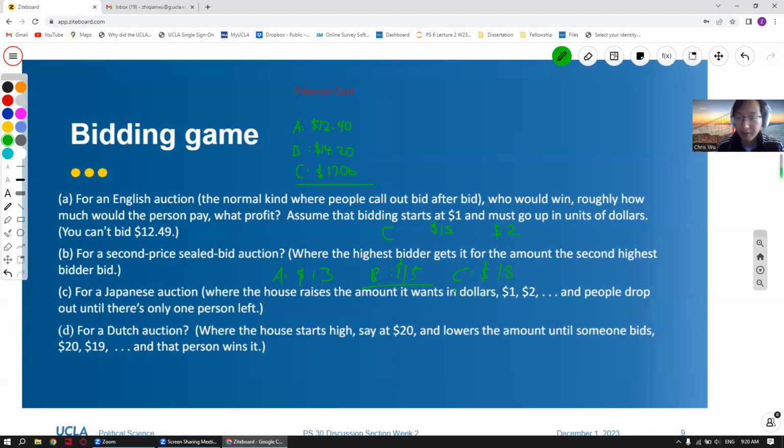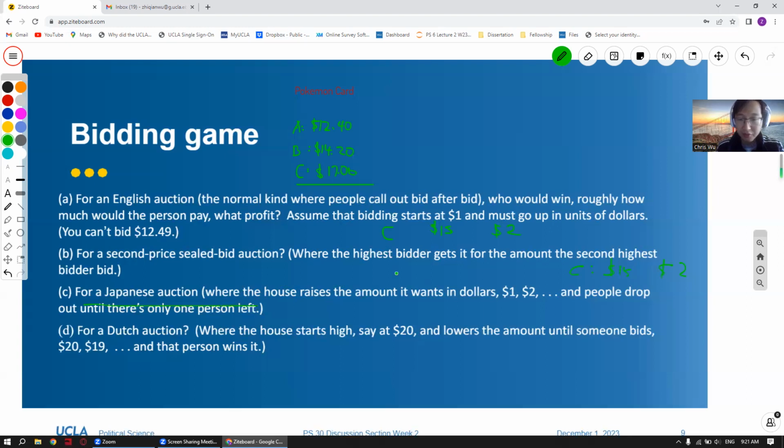So in this case, if they bid it that way, C would win the bid, but he will only pay $15 for it, right? So that's the outcome. C pays $15 and makes a $2 profit. I think that's the most logical strategy or thing to do if this is the bidding scheme.